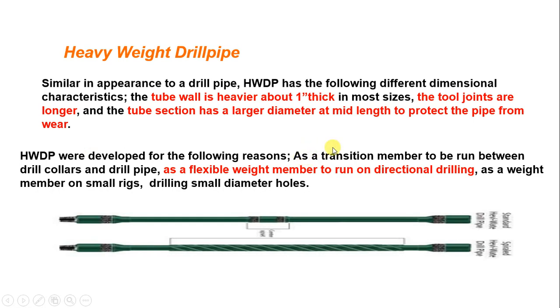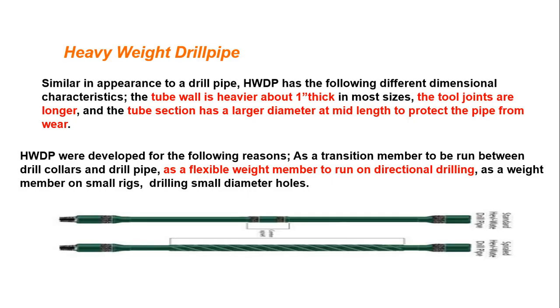It acts as a transition member to be run between the drill collars and the drill pipe. It's also a flexible weight member to run on directional drilling. For example, we have here in the BHA, we put the bit, then the drill collar, and the drill collar is very stiff, okay, and the drill pipe is not stiff. So we put a transition zone between both of them. It's called the heavyweight drill pipe.